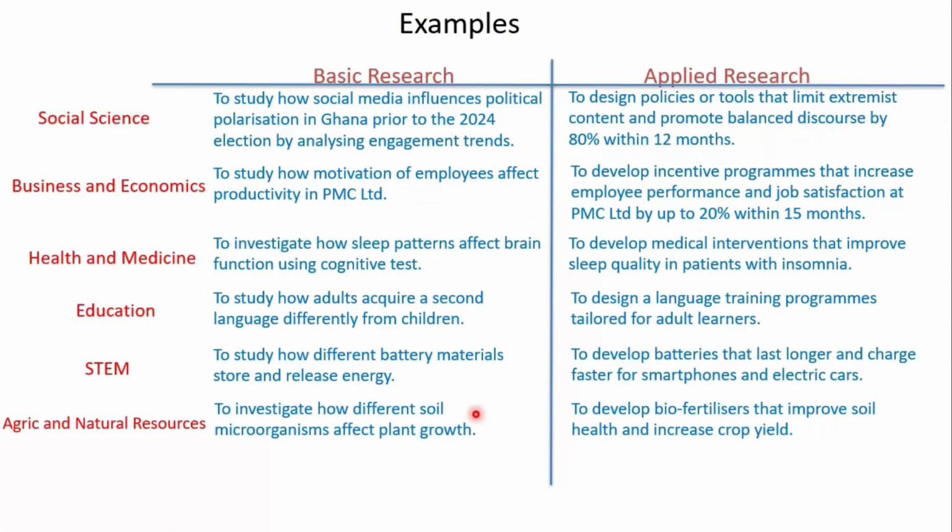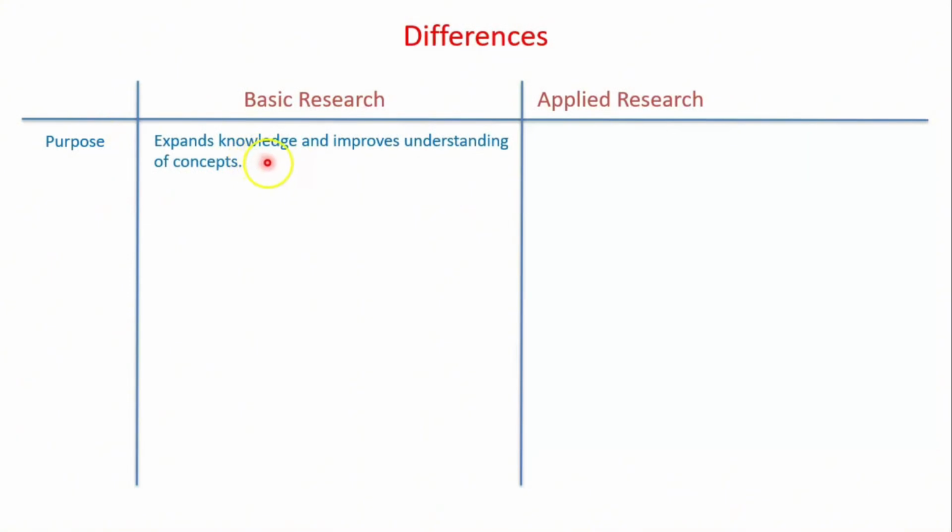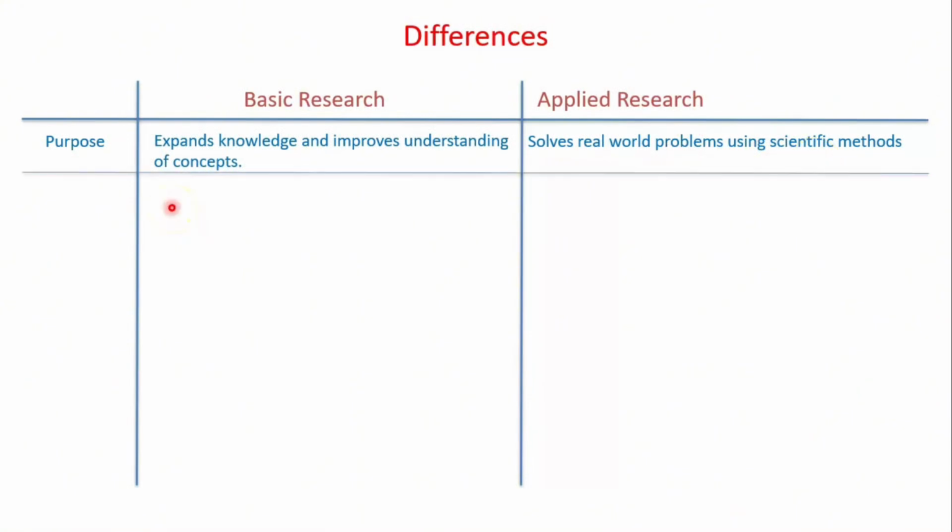Is that okay? So let's clearly distinguish between basic and applied research. Let me make it a tabular form. Let me put a line here and here. Let me put a line here too. I'm going to distinguish them based on different criteria. First, based on purpose. Basic research expands knowledge and improves understanding of concepts. Is that clear? But applied research solves real-world problems using scientific methods. So based on purpose, that's the difference between them.